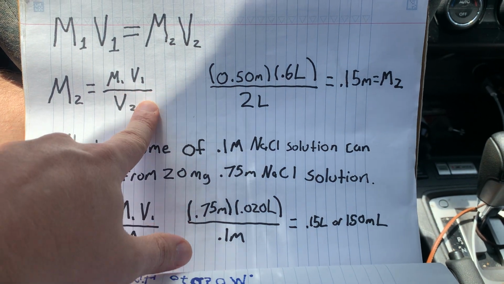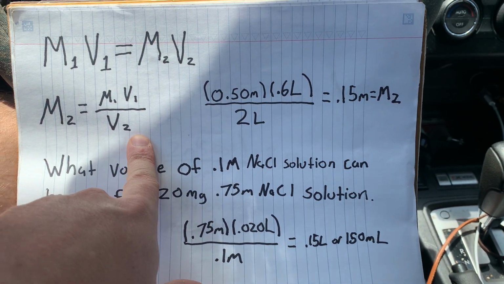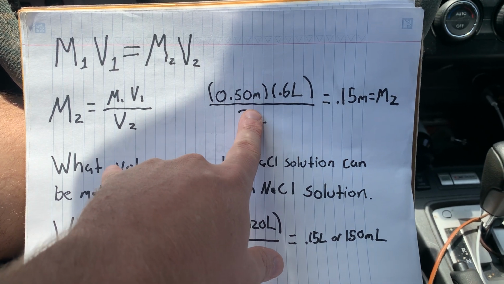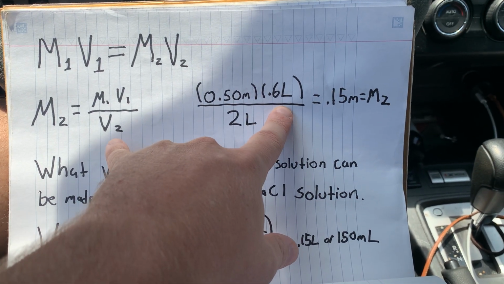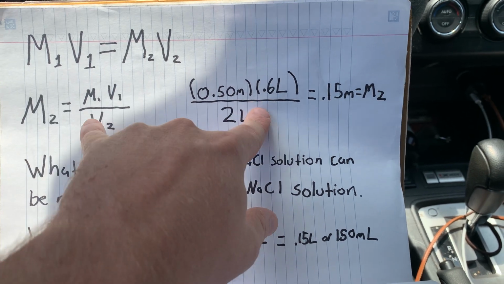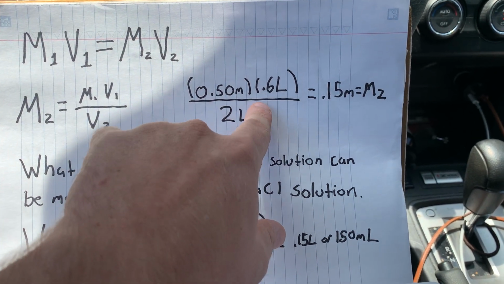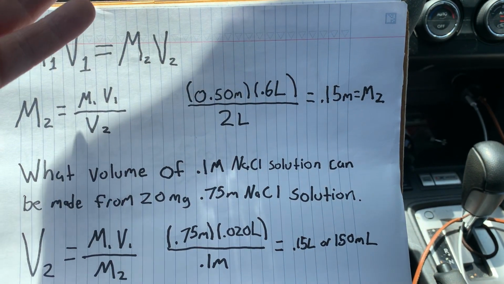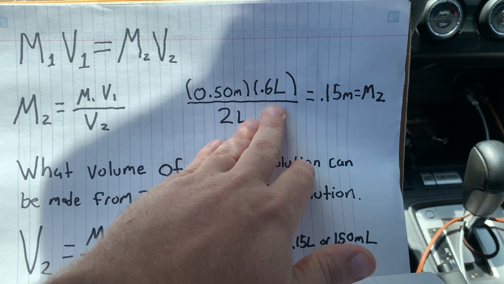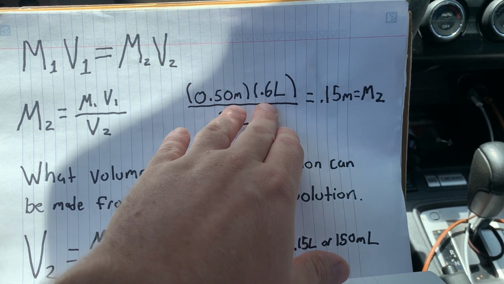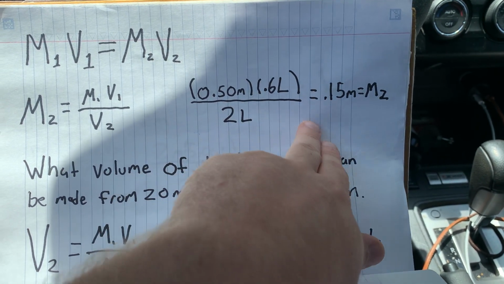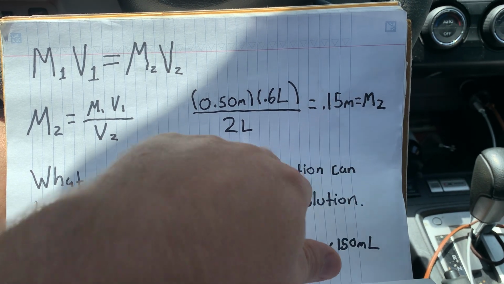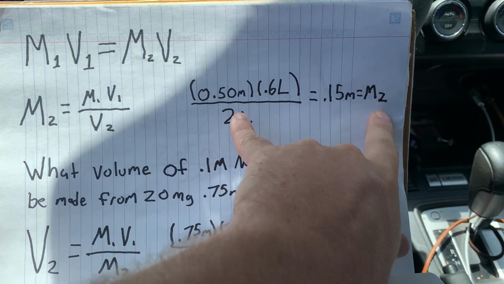I rewrote it like this, and then we just plug in. So I've got 0.50 molarity and a 0.6 liter solution, because remember, 600 milliliters is 0.6 liters. You actually don't have to convert for this part of the problem, but you're going to need to convert near the end, so you might as well just convert now. We're going to multiply these two and then divide it by 2 liters, and that gives us a 0.15 molarity, and that's equal to M2.